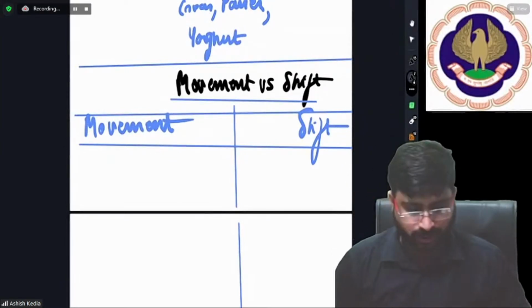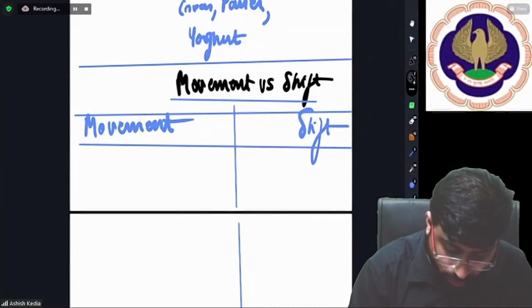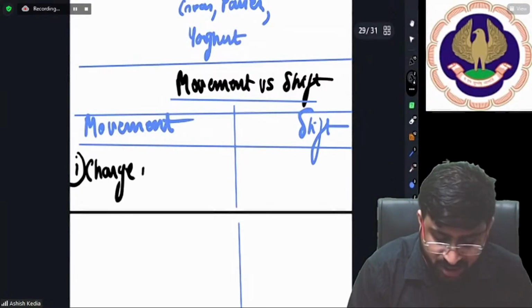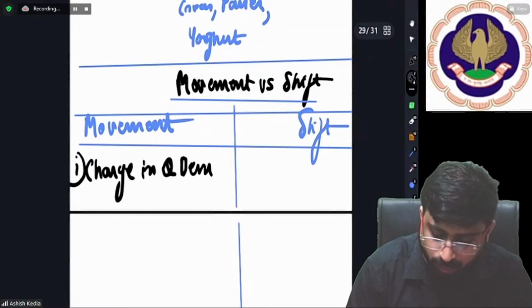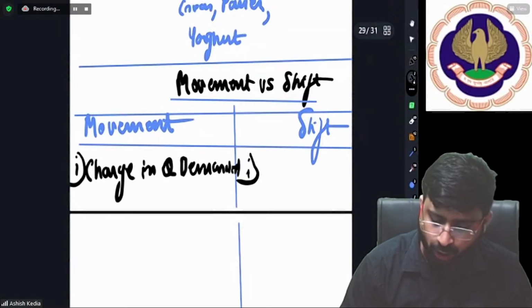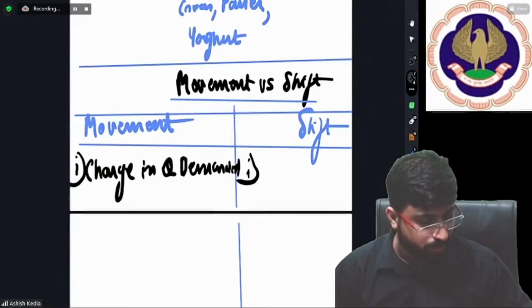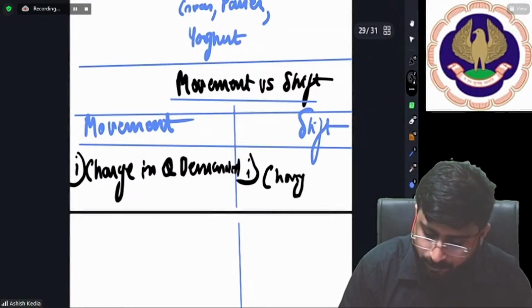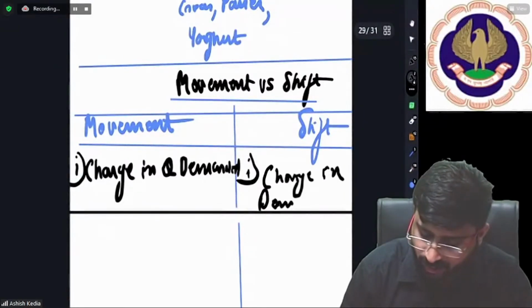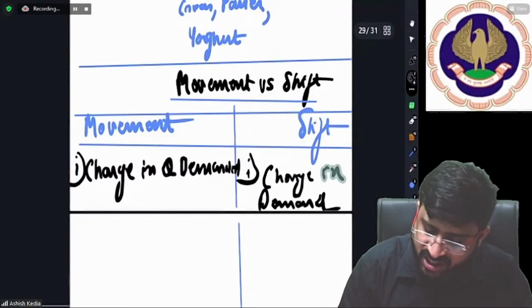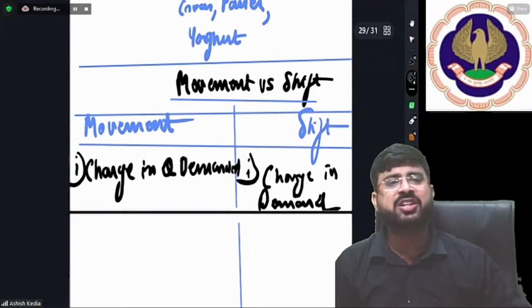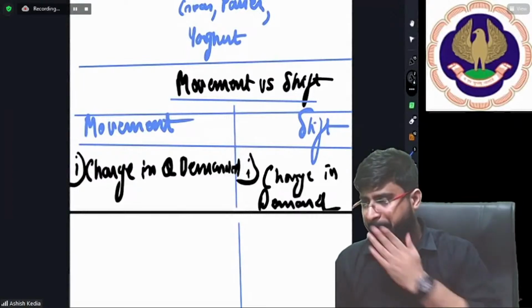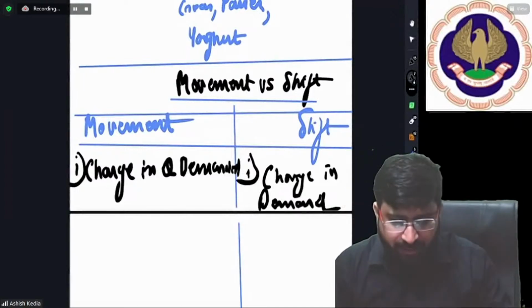So when we talk about movement or shift, by the way, first know the name. Movement is also called change in quantity demanded. If you ever hear change in quantity demanded, they are talking about movement. But shift is also called change in demand. Movement is called change in quantity demanded, while shift is called change in demand. Get it, sir? Yes, sir, we get it, sir.